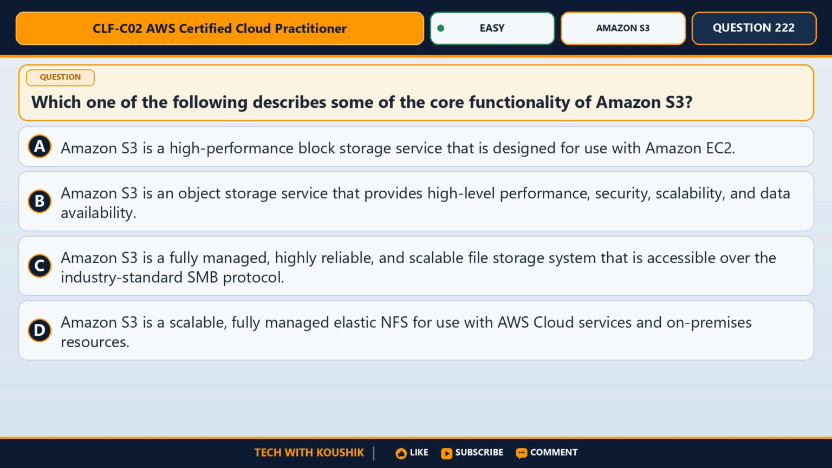Option C. Amazon S3 is a fully managed, highly reliable, and scalable file storage system that is accessible over the industry standard SMB protocol. Option D. Amazon S3 is a scalable, fully managed elastic NFS for use with AWS cloud services and on-premises resources.